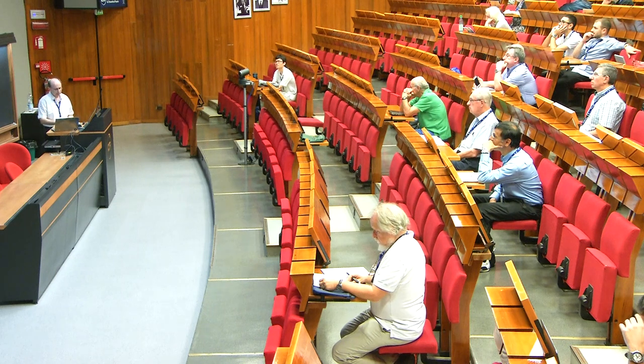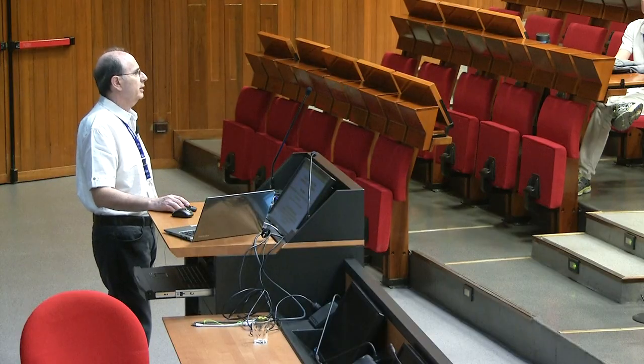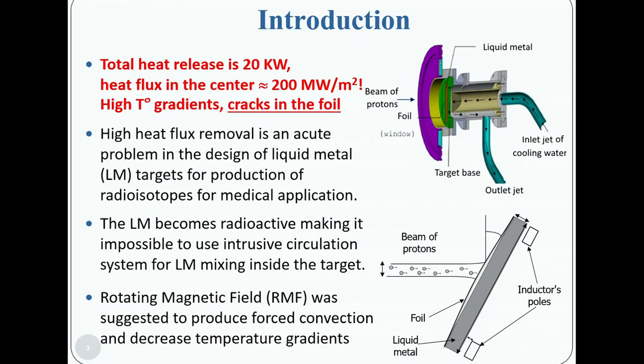These high gradients may cause damage to the target itself. For example, it may create cracks in the foil that covers the target. So high heat flux removal is a very important problem to solve before this application can be used. Now, the liquid metal becomes radioactive, so one cannot apply any mechanical means to enhance heat transfer inside the target. Also, natural convection is very insufficient. It actually doesn't do much. So the heat distribution remains with very high gradients if nothing special is done.